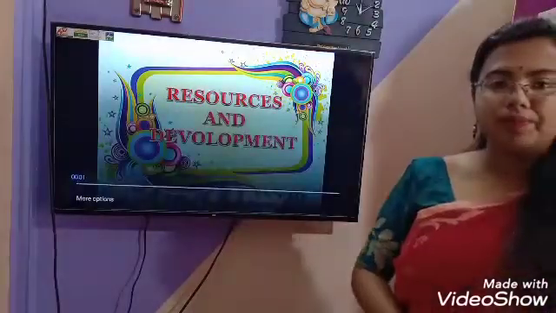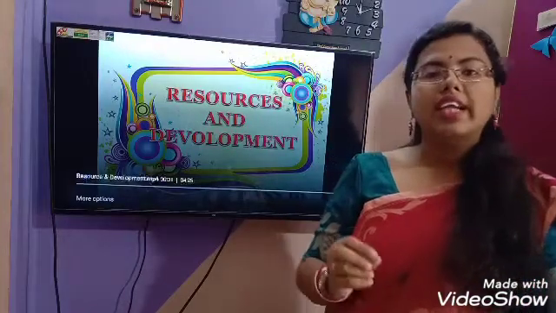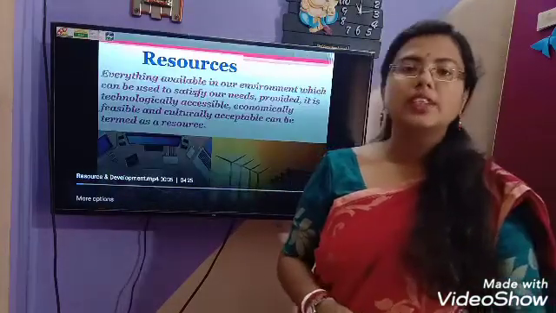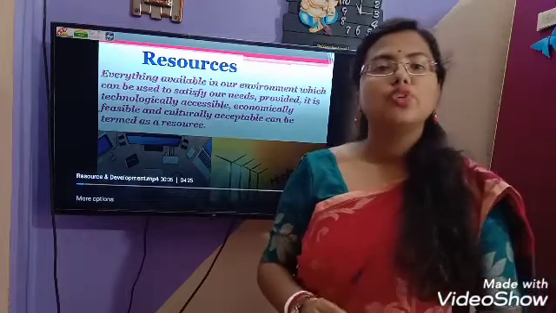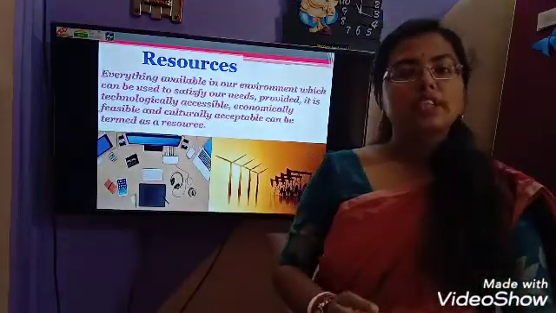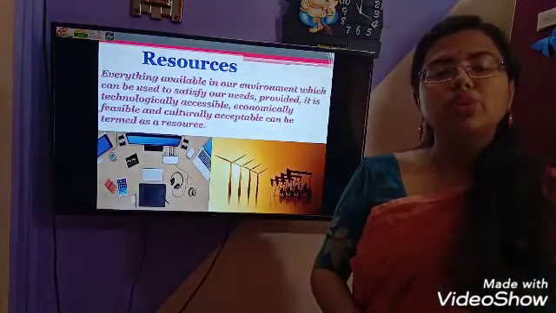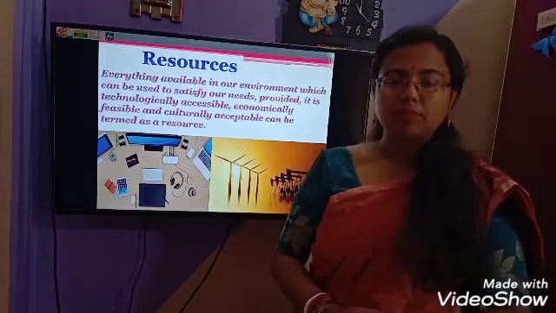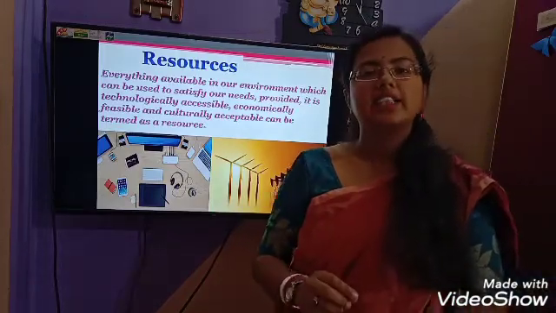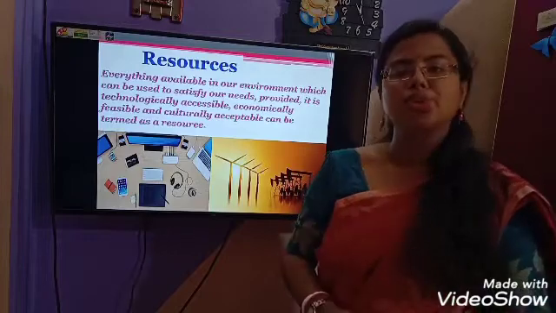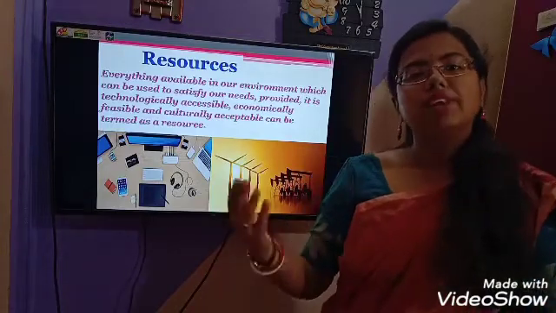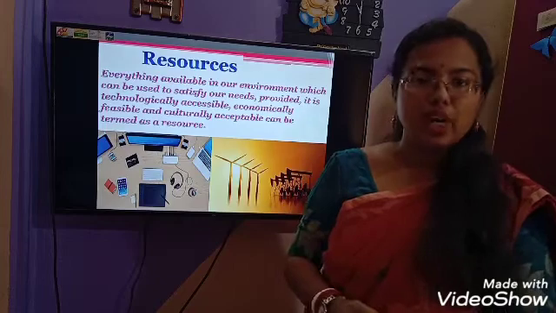What is resource? Resource is a thing or object which is needful and useful for us. For example, you are using a use and throw pen. So until there is ink inside the pen, it is a resource to you. But once the ink finishes, it is no more a resource to us.